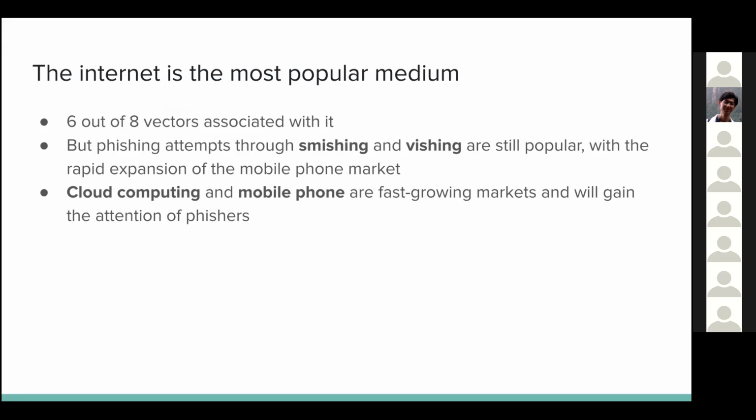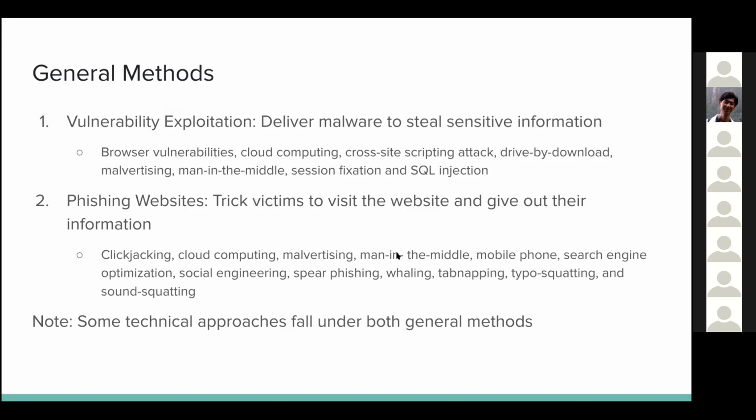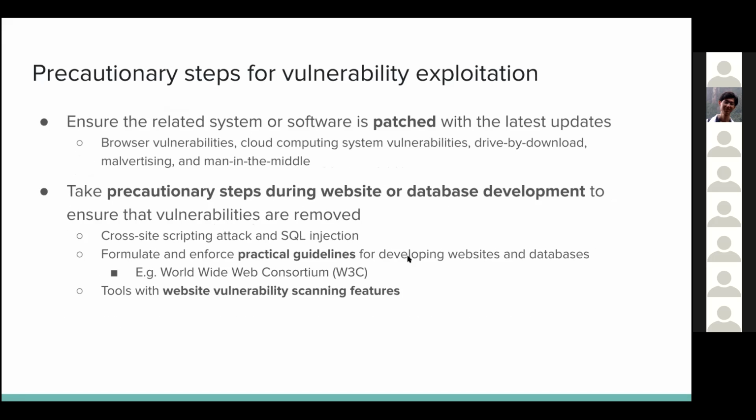So just the conclusion. The conclusion is that the internet is the most popular medium of phishing, but because the mobile phone market has been expanding, the other two mediums are still important. Then the conclusion generalizes the attacks into two main categories. The first one is vulnerability exploitation, which delivers malware. The second one is phishing websites, which trick victims into visiting the website and giving out their information. Some of the approaches fall into both categories.